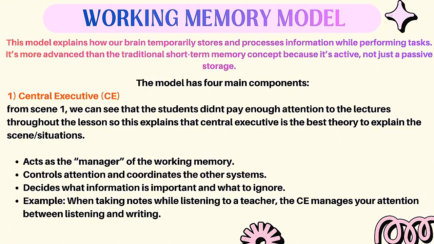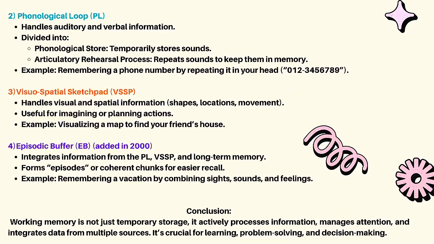The first point is that it acts as the manager of the working memory. The second point is that it controls attention and coordinates the other systems. The third point is that it decides what information is important and what to ignore. The last point is the example. When taking notes while listening to a teacher, the central executive manages your attention between listening and writing.